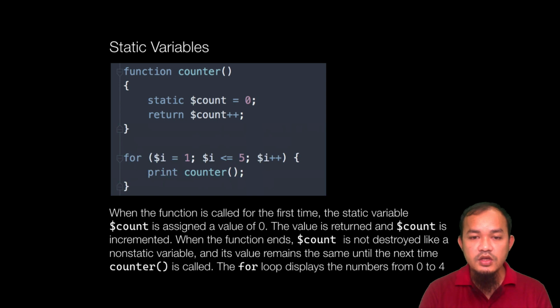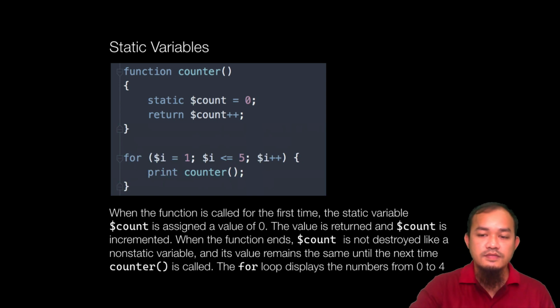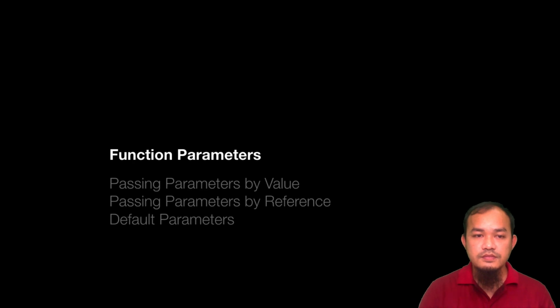Okay, you want to keep the variable during the execution time, so it is better to use static. Okay, function parameters. The parameter is an option in a function. We can pass the parameter by value, we can pass the parameter by reference, and then we can set the parameter by default, directly setting the value of the parameter. Let's see one by one.